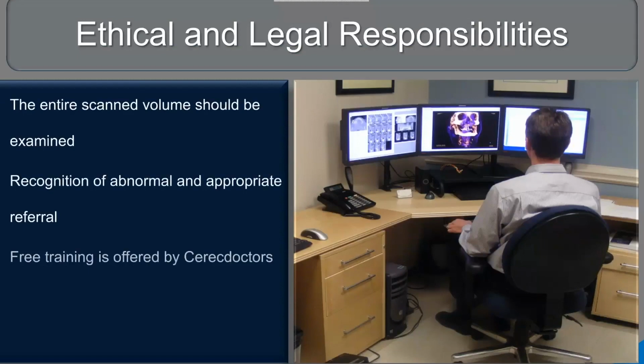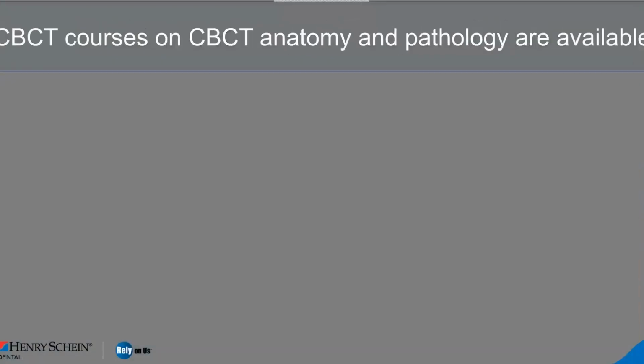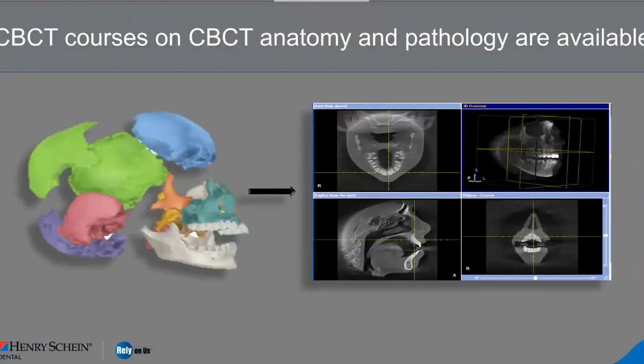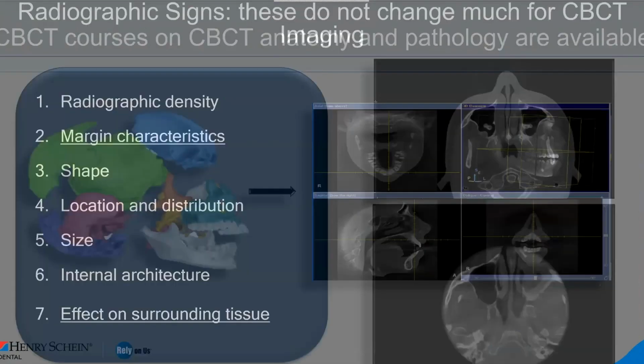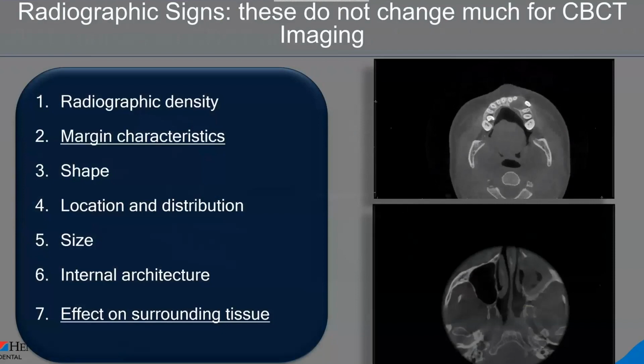There is free training that is now offered by CEREC doctors. So when you purchase a machine, you get a free 2-day training. And there are oral and maxillofacial radiologists like myself that are here to help. In fact, many times we put on courses, so you can find a CBCT course on anatomy and pathology, so these are readily available. And we know the radiographic signs really don't change that much for cone beam CT imaging. They're very, very similar between 2D and 3D.